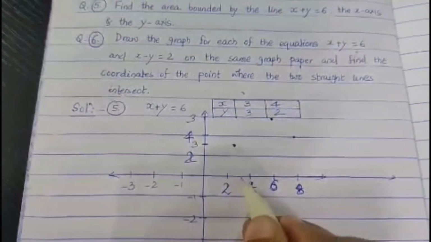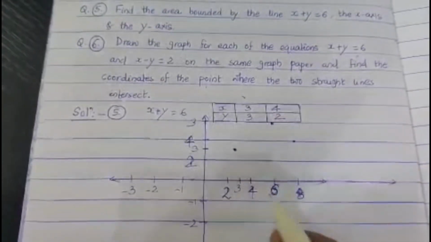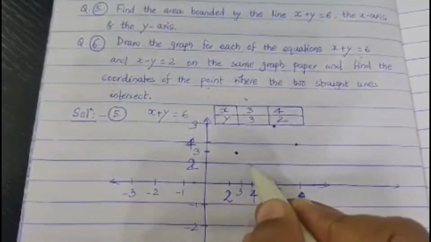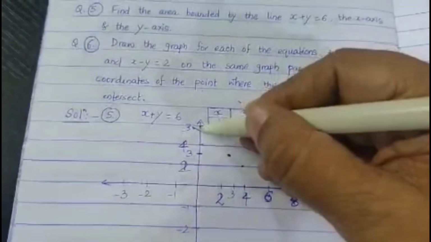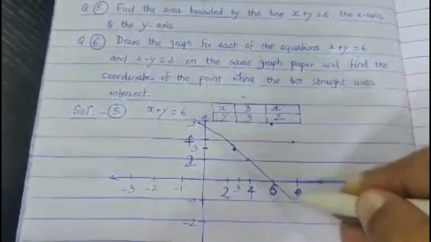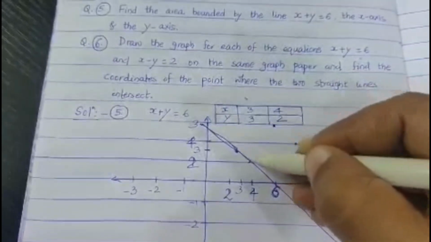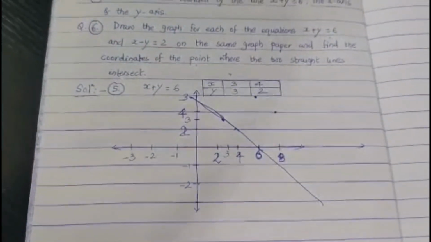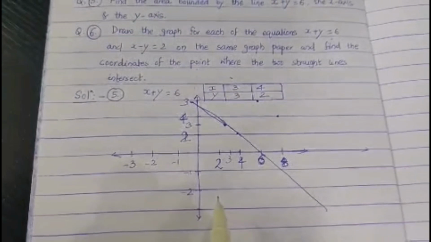Midway, 3 and 3. Okay. Second one will be 4 and 2. So 4 and 2, it will be here. And when you do it, it goes like this. Okay. This will be the required graph.